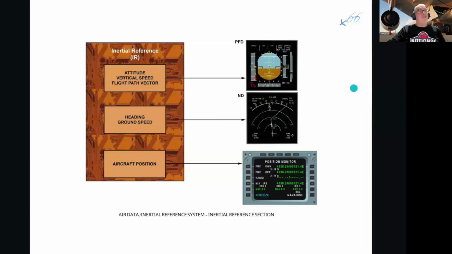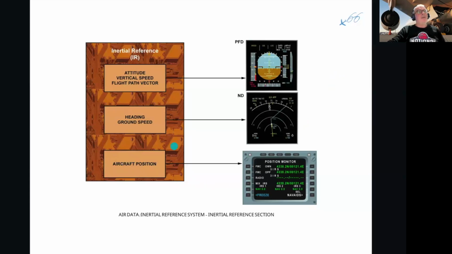The inertial reference section will provide information on the PFD like vertical speed here or flight path vector here. It will provide heading information, which is on the compass rose here and here. And ground speed, because we're usually using airspeed, but some systems need ground speed and also aircraft position.